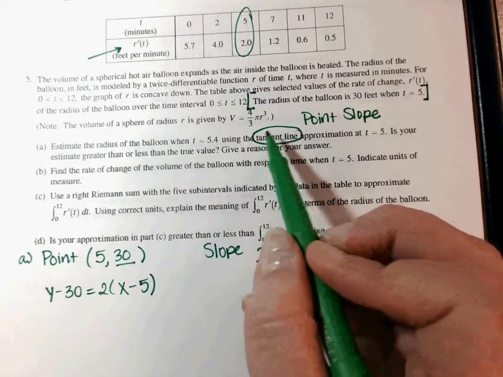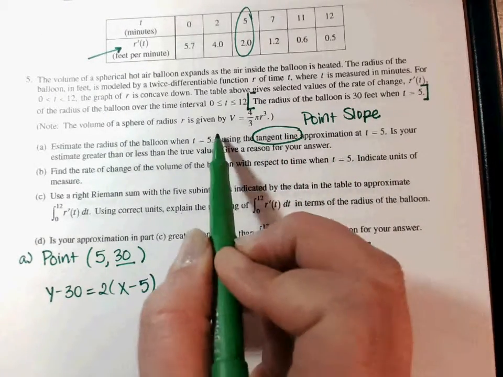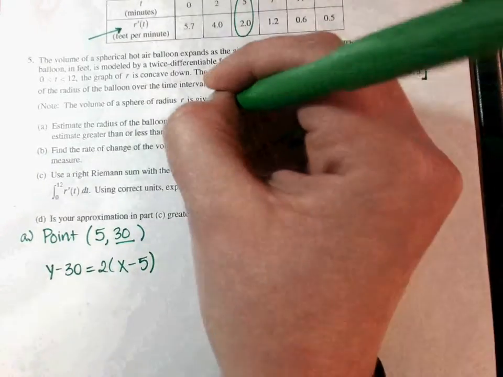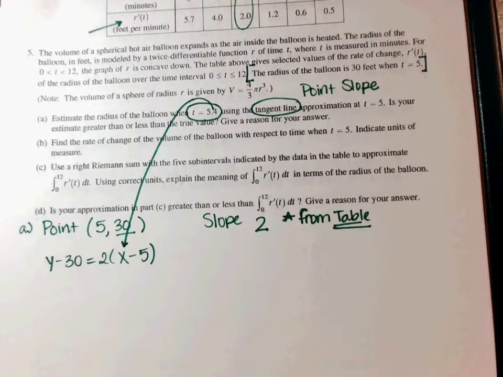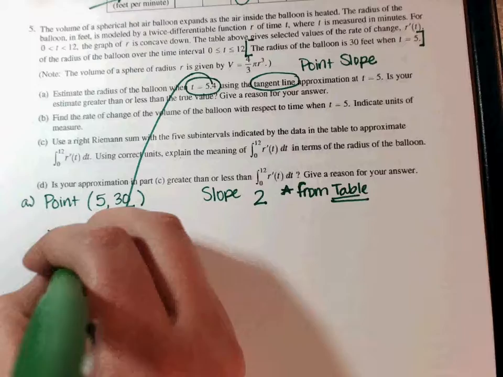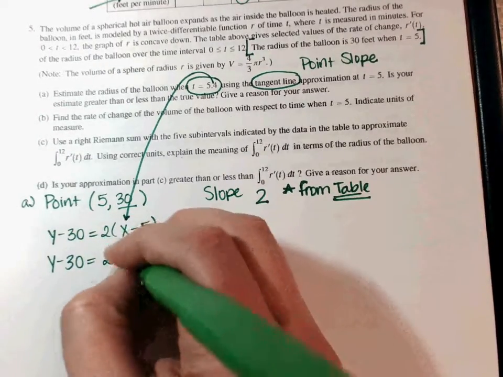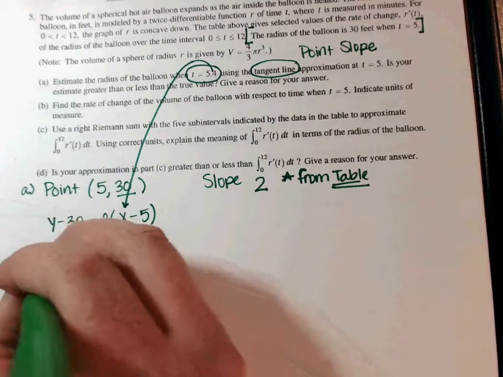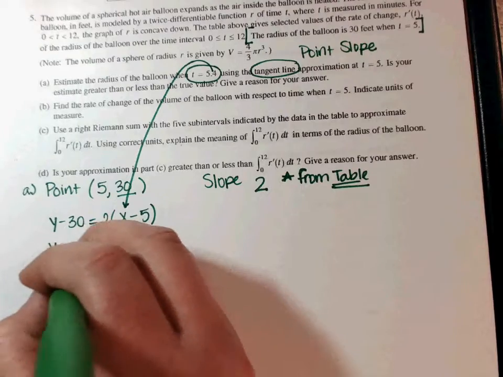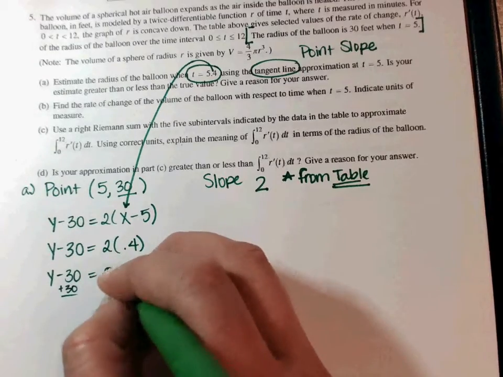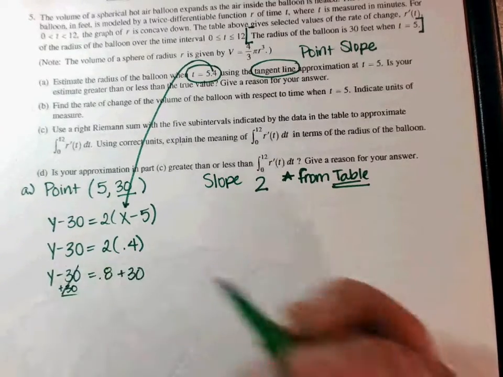It says use the tangent line to approximate it at what time? 5.4. So what am I going to do with the decimal that they give me? Go back and plug it in. Very good. So I'm going to take my 5.4 and plug it in right there. Now, what is 5.4 take away 5? y minus 30 equals 2 times 0.4. 2 times 0.4 is 0.8. What's my last step, though? Add the 30 across. So I have y minus 30 equals 0.8. Then I'm going to plus 30 here and plus 30 here. So it'll be equal to 30.8.